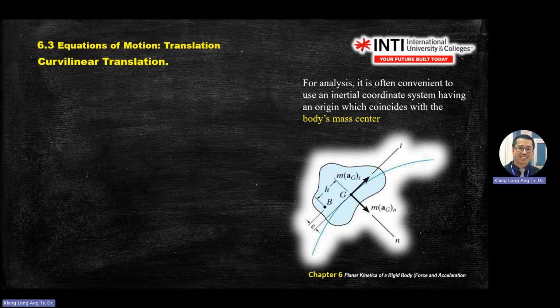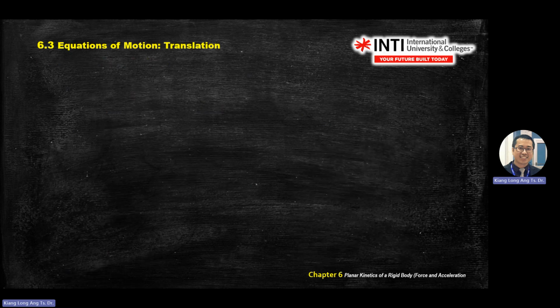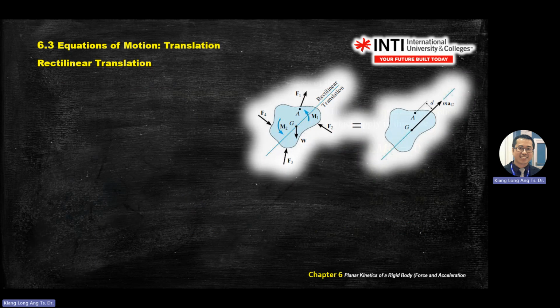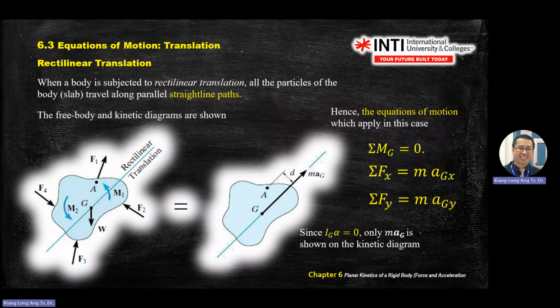Then you see the rectilinear one is also the same. Rectilinear motion in a straight line is also the same. You use F equal to MA, split into X and Y. You solve X direction, Y direction. Plus one more, all the moment about the center is 0.